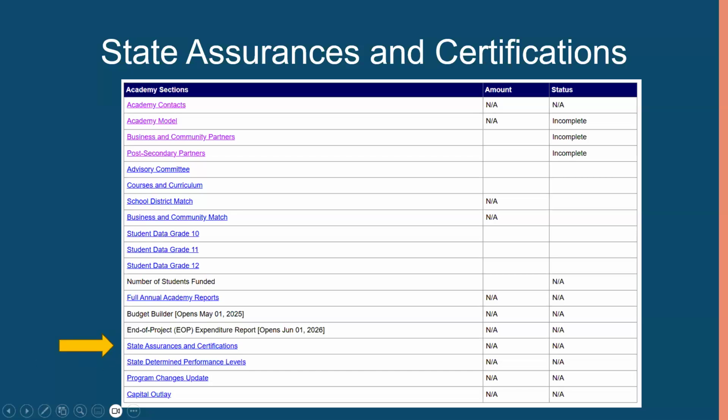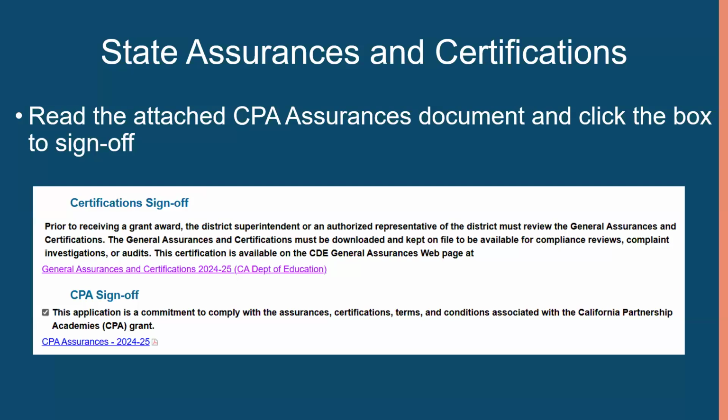State assurances and certifications is the next link on here. This is a simple click a box. We have the CPA assurances document, and we're asking that you read that. You can keep it on file for compliance reviews, audits, things like that. Then you're simply going to click this box, letting us know that you're committed to complying with the assurances, certifications, terms and conditions associated with the CPA grant.